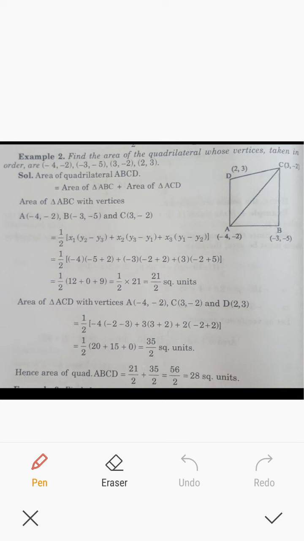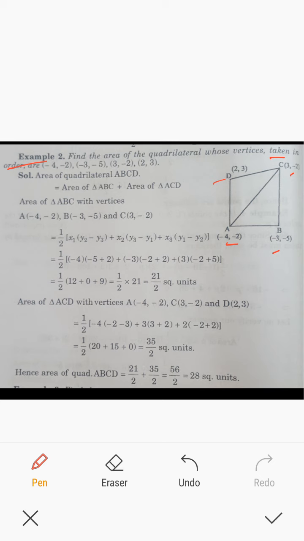Okay, here see this one, points taken in order is very important. When you name a quadrilateral, you must name it either in clockwise or anti-clockwise order. A, B, C, D should be named like this. Never change the position of A, B, C, D. Do not write it in a wrong way. Then the answer also will be wrong.